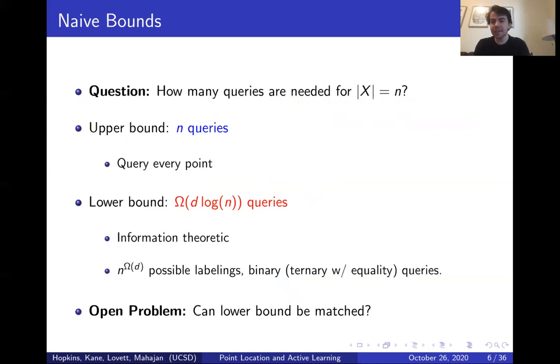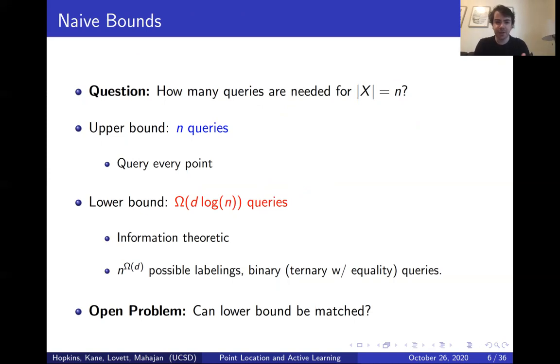So let's say that our universe has size n. What are some obvious bounds? Well, there's an obvious upper bound of n, right? You could just query literally every point. And there's an information theoretic lower bound that's exponentially lower. That's d log n when your points are in d dimensions.